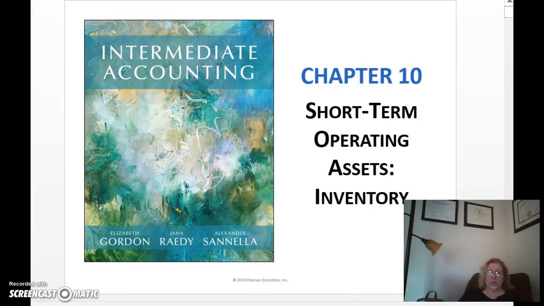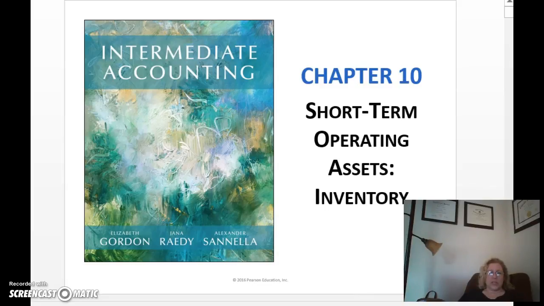Next, in week 3, we'll cover Chapter 10, which is on short-term operating assets, inventory. In many industries, inventory is a significant account on the balance sheet. Students need to realize that the inventory valuation method chosen by management has a significant effect on the financial statements.